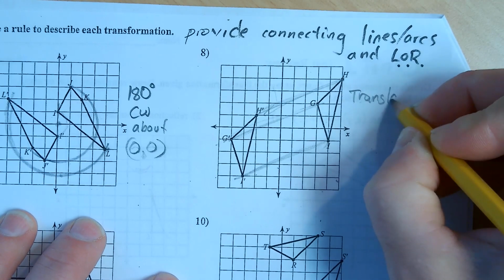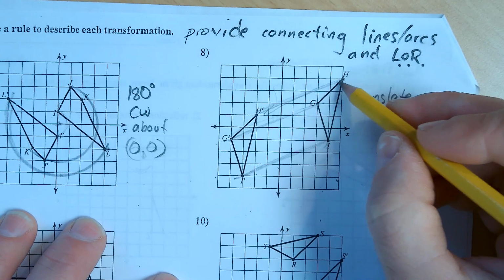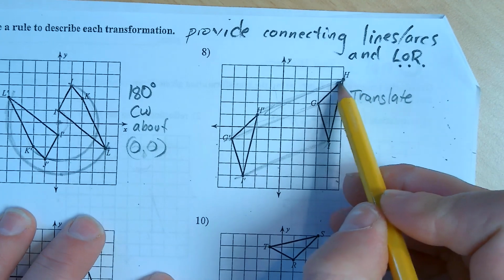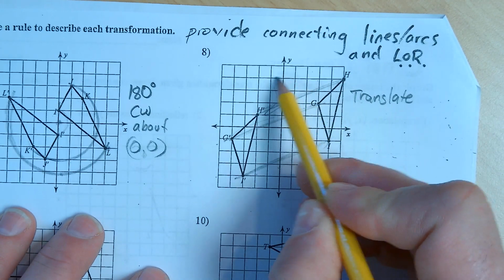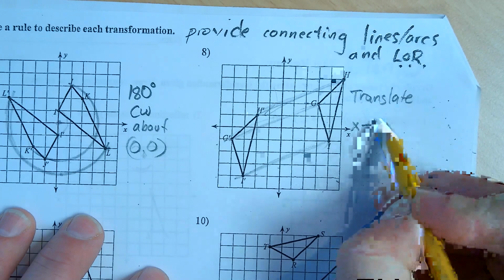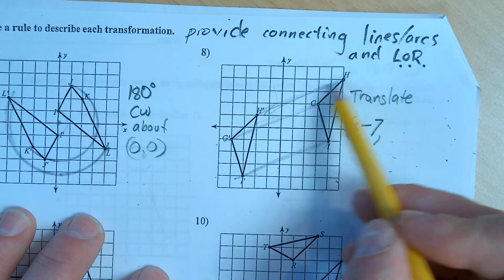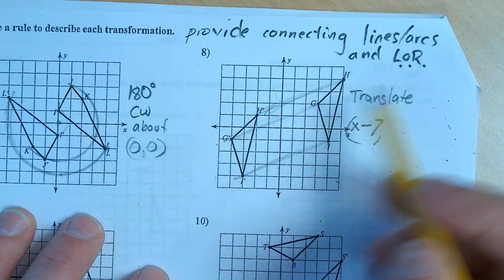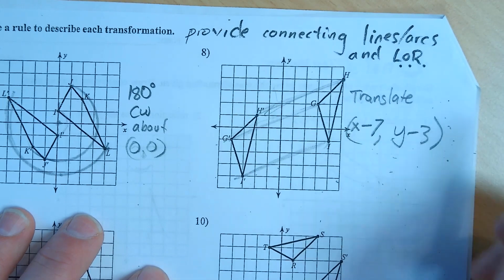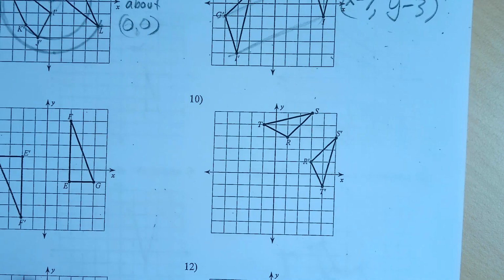Translate. Now let's check the XY direction. Left and right first. 1, 2, 3, 4, 5, 6, 7. X minus 7 because it went to the left, comma. H from here. 1, 2, 3. Y minus 3. Brilliant.